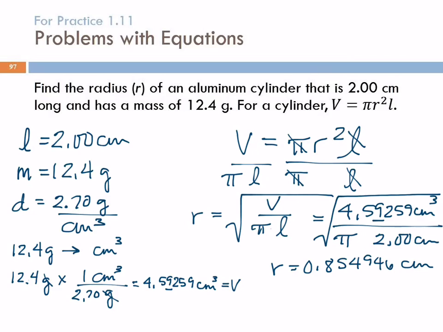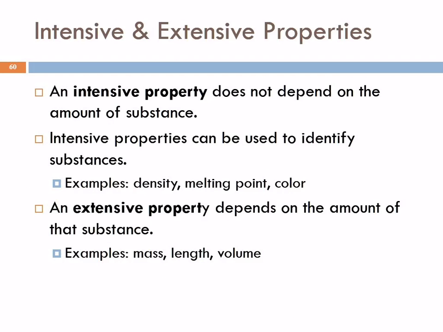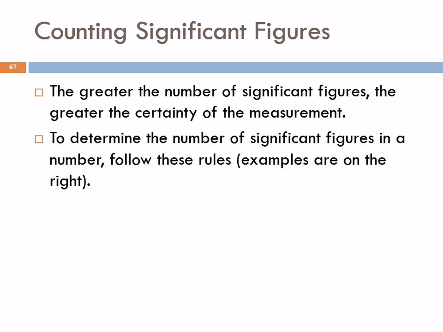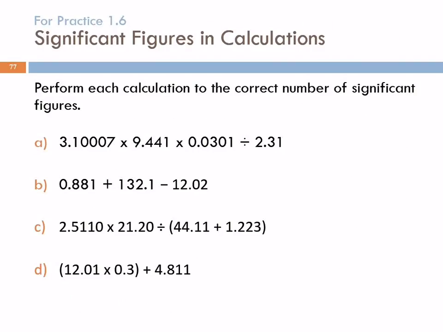Anybody else get 0.85? How many sig figs? 3. This one has 3. We underlined that one to help us remember. And this one has 3. Pi is a lot more than 3. It's not exact, but it's more than 3. So 0.855 centimeters. Any questions? There's your review.